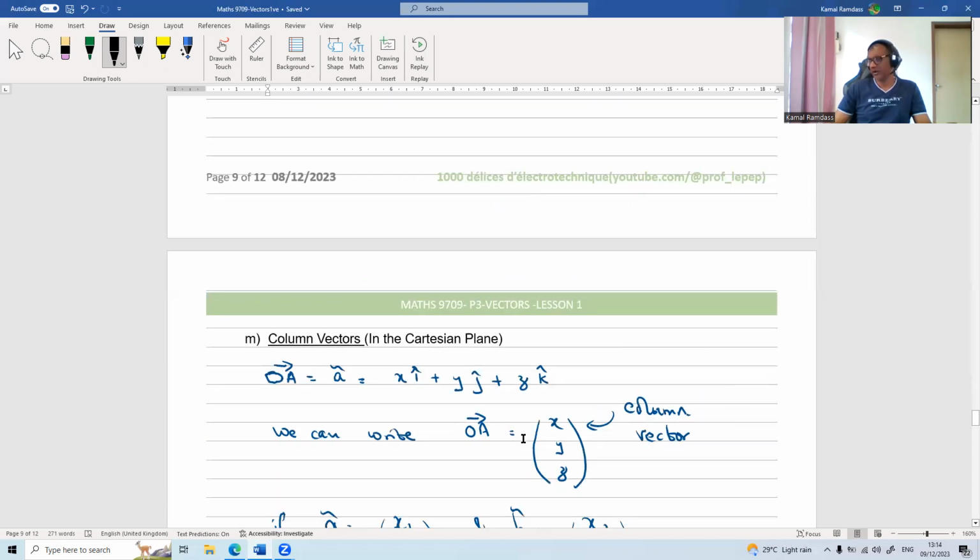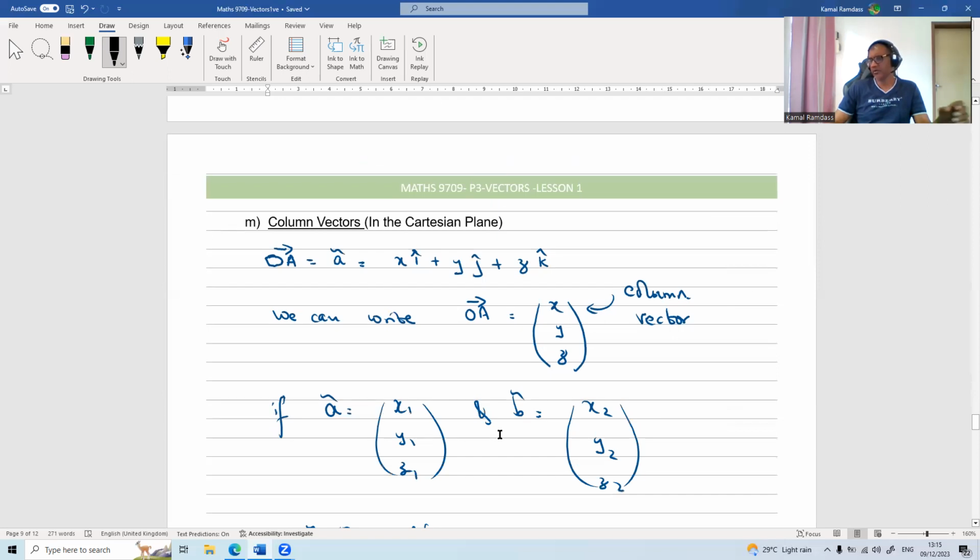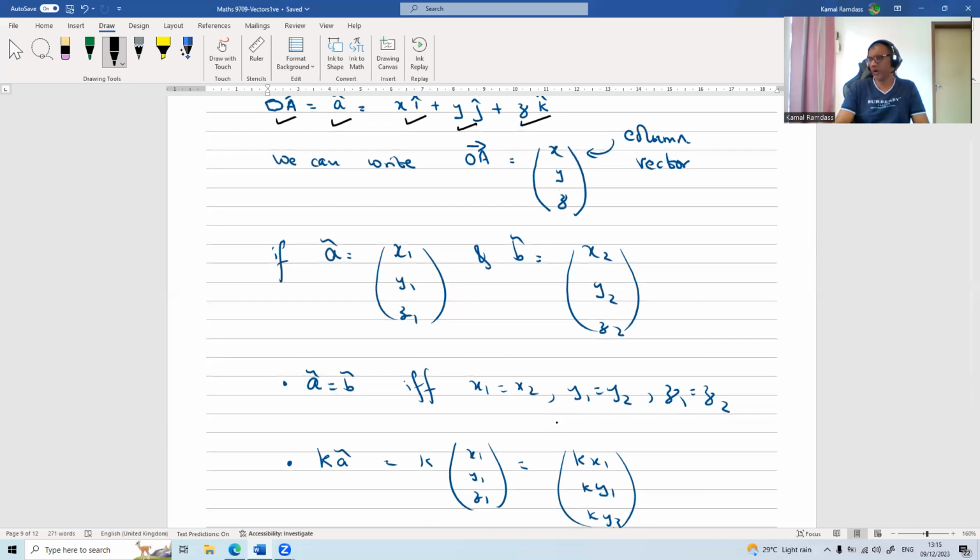OK. Et maintenant, nous avons colonne vecteurs. Parfois, nous dire que vecteur OP is equal to A bar is equal to x i roof plus y j roof plus z k roof. Et nous sommes capables de représenter avec colonne vecteur. Correct? X, Y, Z into bracket. Et là, on a deux: A bar is equal to x1, y1, z1. B bar is equal to x2, y2, z2. Two column vectors. A bar is equal to B bar if and only if x1 is equal to x2, y1 is equal to y2, z1 is equal to z2.